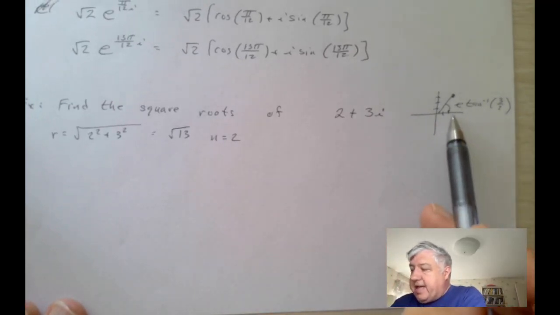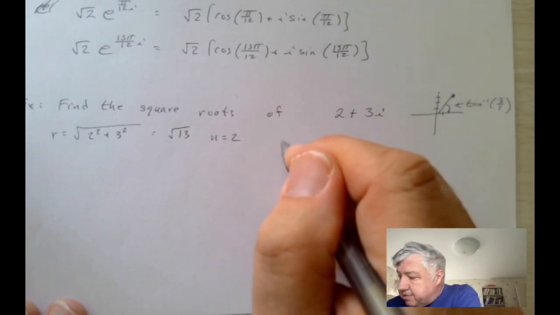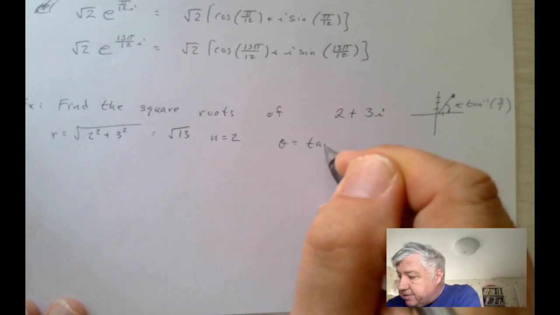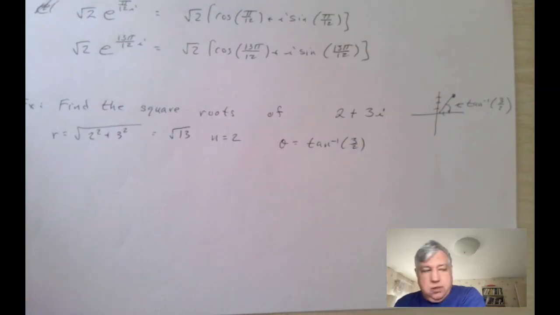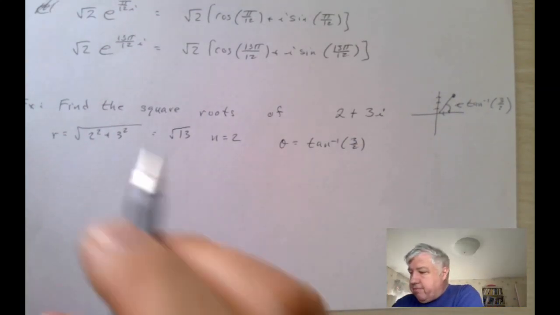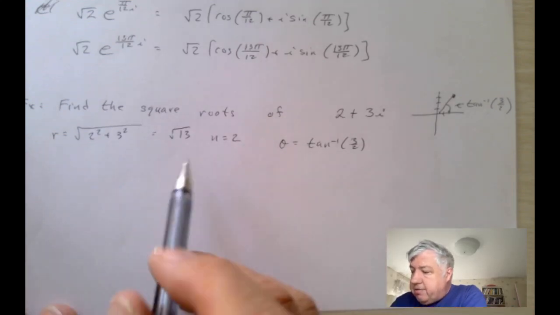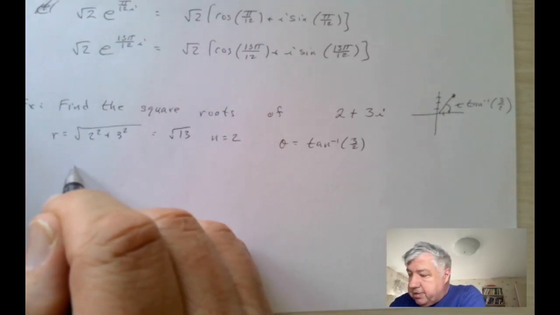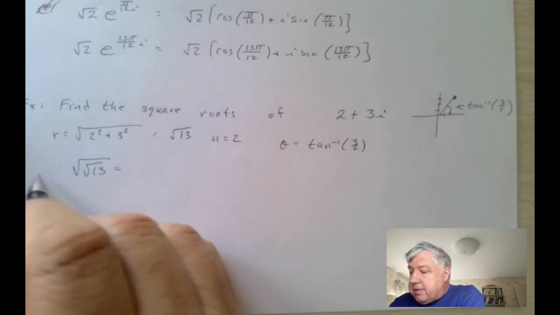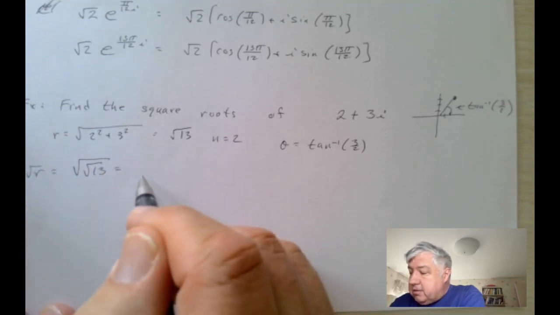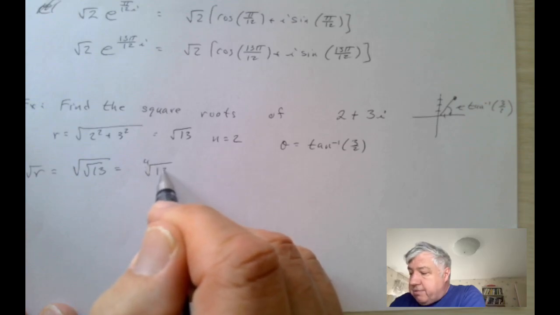It's the exact inverse tangent because we're in the first quadrant, so we can say it's going to be the inverse tangent of 3 halves. So the root solution will be, now we take the square root of 13, because we want to take the square root of r. Well, this is just going to be the 4th root of 13.